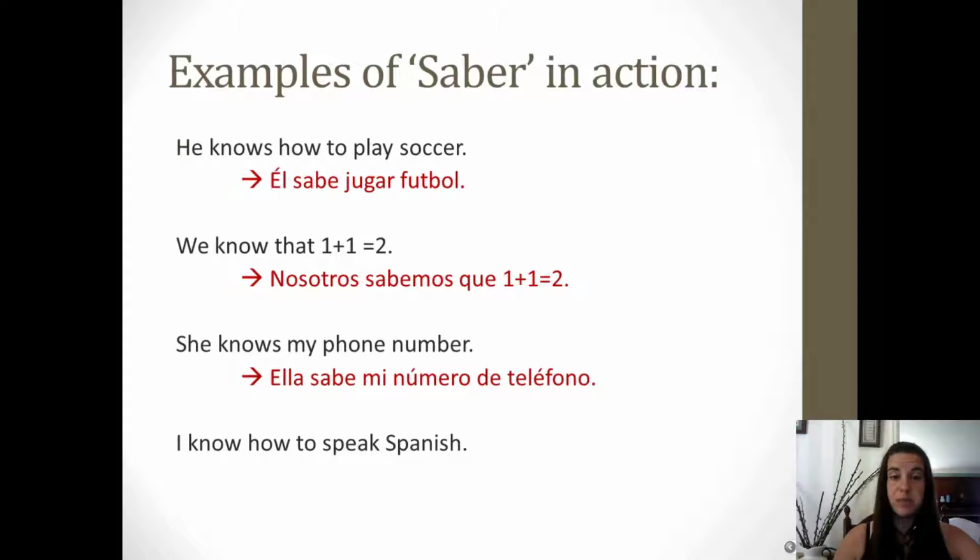I know how to speak Spanish. Again, this is a verb or how to do something, so we use saber. Yo sé hablar español. So there's 2 rules for saber. They're pretty simple. Facts or information, and when you're talking about how to do something, or when you're talking about a verb, you use saber.